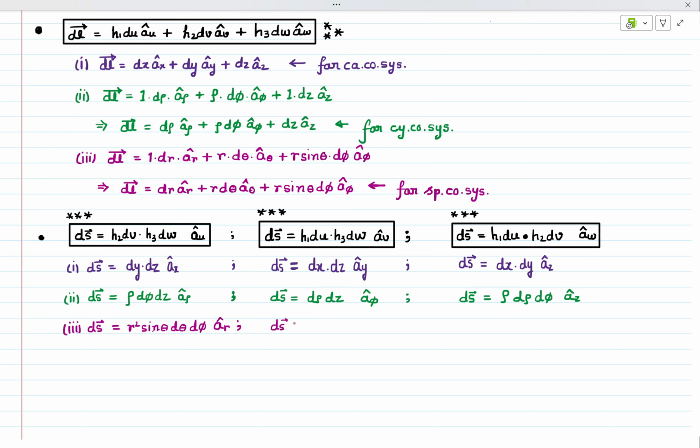Similarly, I can write the ds for the spherical coordinate system in the direction of theta. h2 into h3, that is nothing but 1 into r sine theta. So r sine theta, du dw, that is nothing but dr d phi.